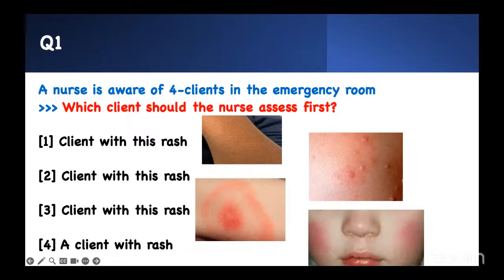you have a slapped cheek rash. You know it's parvovirus, right? And this, you know, is all staph infection. And this is a vesicular lesion. Mostly for this condition, you can see this is a varicella-like lesion, right? And this is a bullseye. That's Lyme disease.